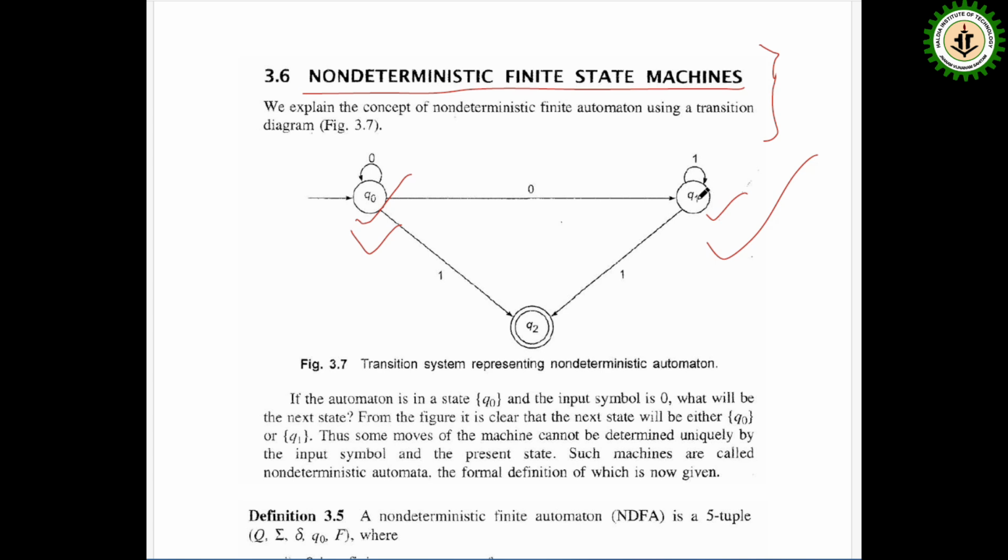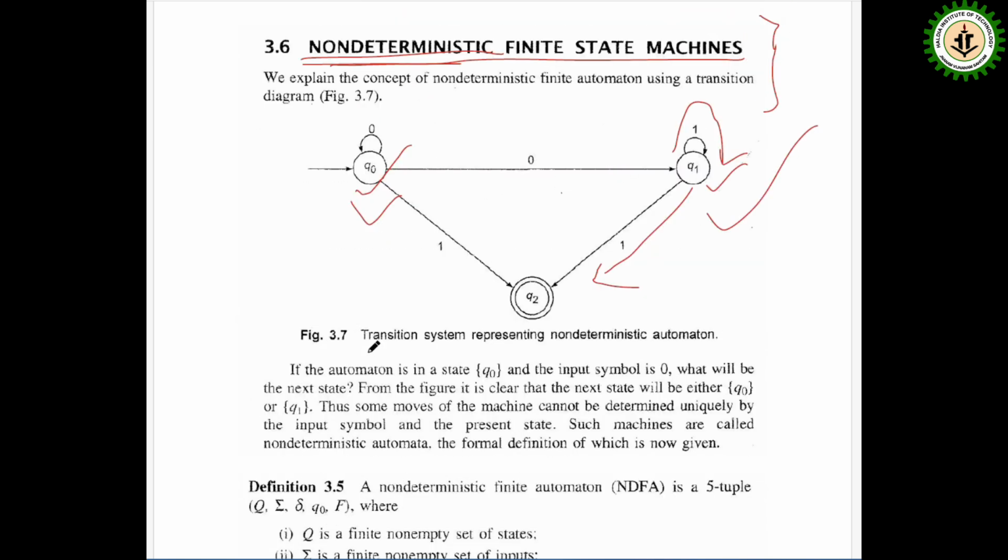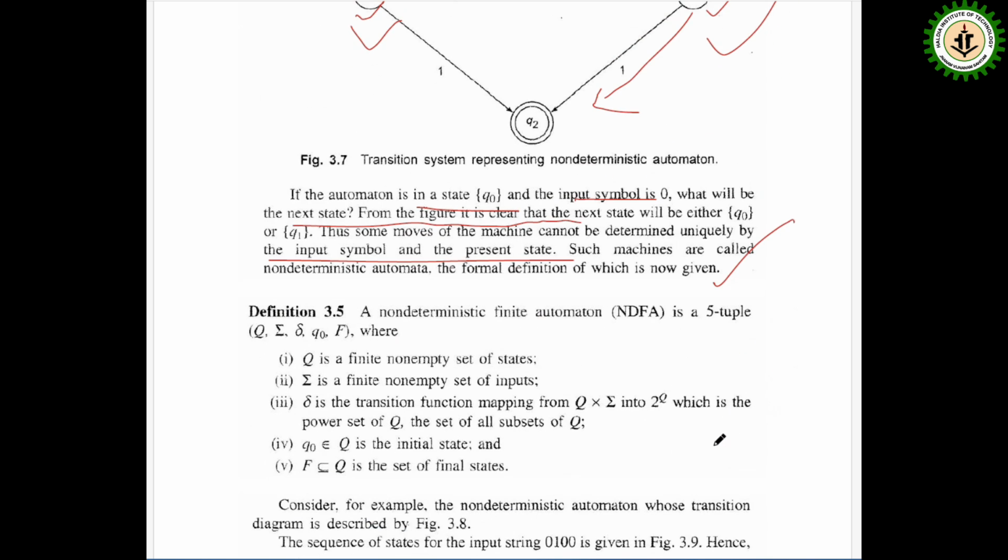Similarly, if the machine is in q1 and the input is 1, the next state may be q1 or maybe q2. So we cannot decide specifically the next state. That's why it is named non-deterministic. We cannot determine the next state. If the automata is in state q0 and the symbol is 0, what will be the next state? From the figure, it is clear that the next state will be either q0 or q1. Thus, some moves of the machine cannot be determined uniquely by the input symbol and the present state. Such a machine is called non-deterministic automata.